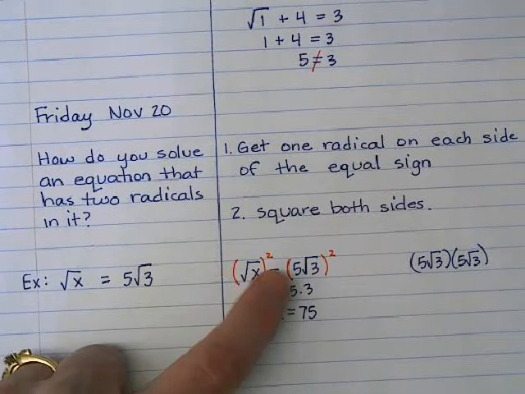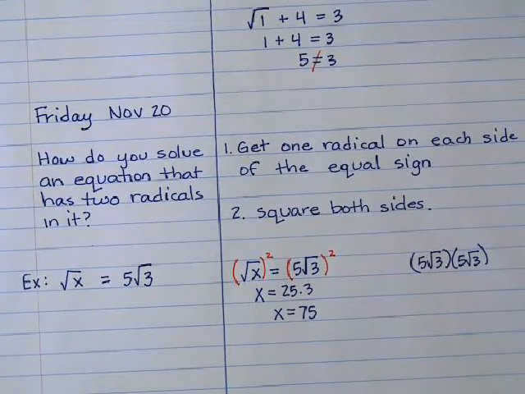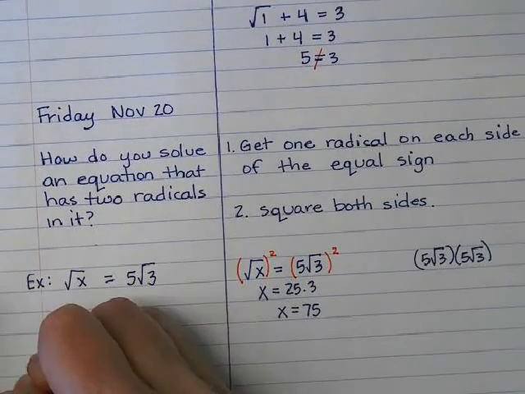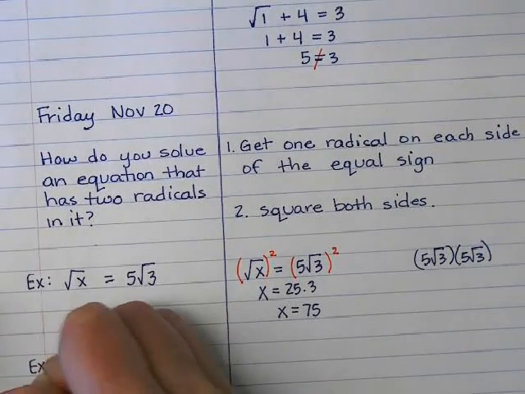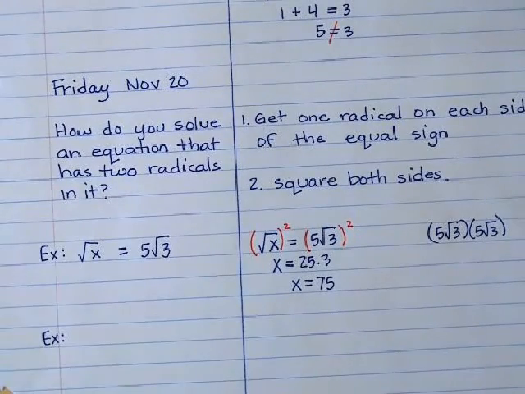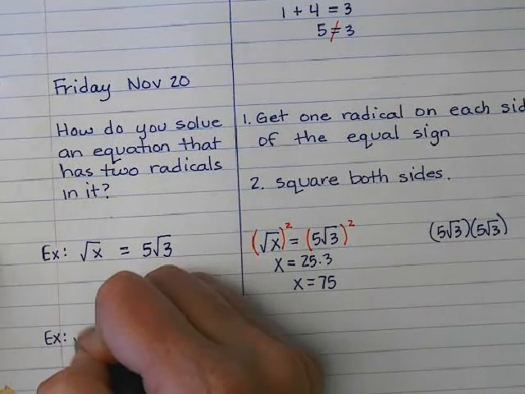Does the square root of 75 equal 5 radical 3? I'm going to tell you it does, because I don't want to check this one for extraneous solutions, because I don't want you guys taking a ton of notes. Okay, let's look at another type. And this one's a little bit harder.